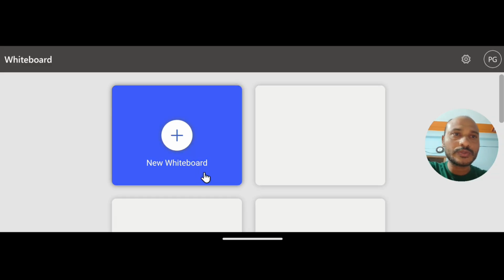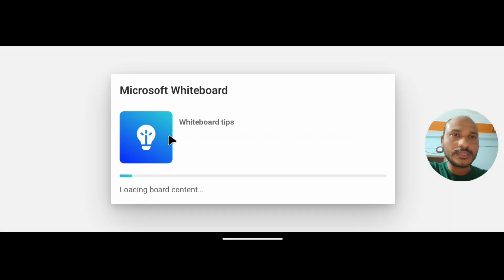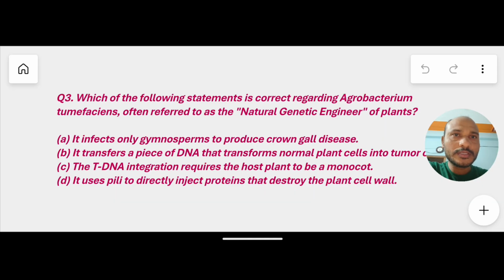One more MCQ. Second one: which of the following statements is correct regarding Agrobacterium? Here also it is asking about Agrobacterium tumefaciens, often referred to as a natural genetic engineer. Yes, just now we discussed why Agrobacterium tumefaciens is referred to as a natural genetic engineer of plants only. So here there are four options. Read it.